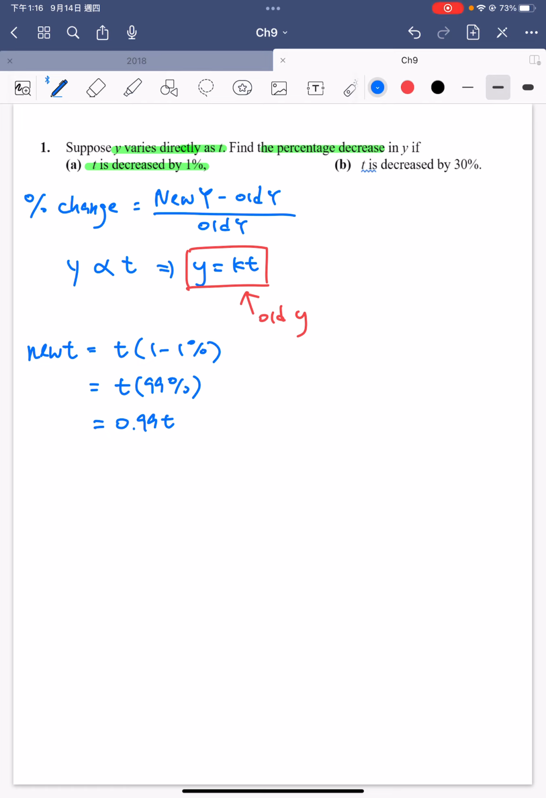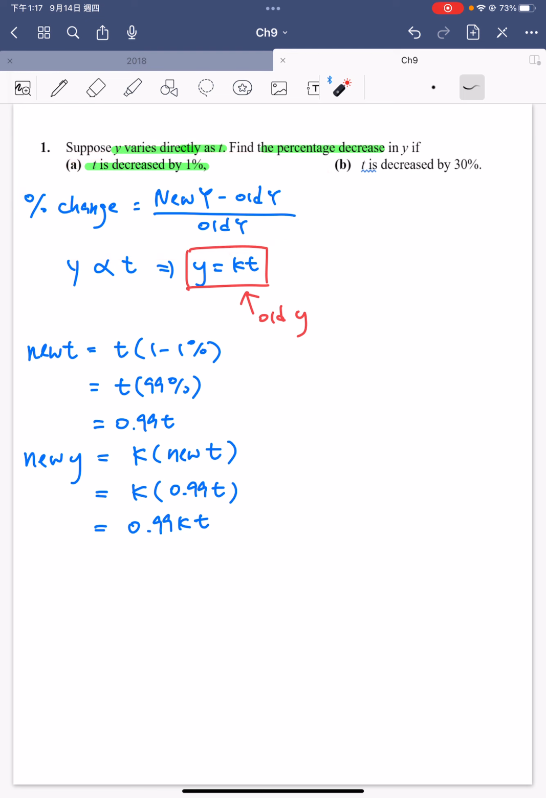Now we need to find out our new y. Because y has a relationship with t, we can write new y as k times the new value of t, which is equal to k times 0.99t. Then we get our new y is equal to 0.99kt. After that, we can use our formula to find out the percentage change. So our percentage change is equal to the new y, which is 0.99kt, minus the old y, which is kt, divided by old y again, which is kt.